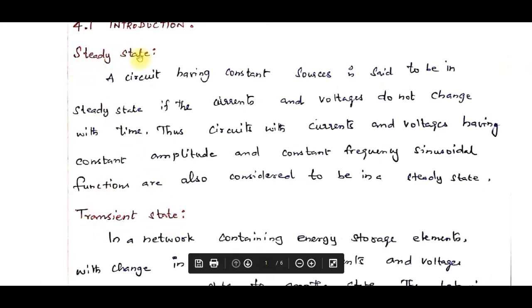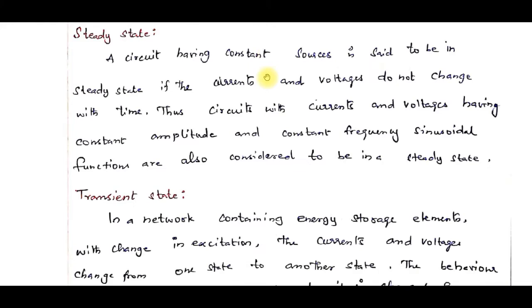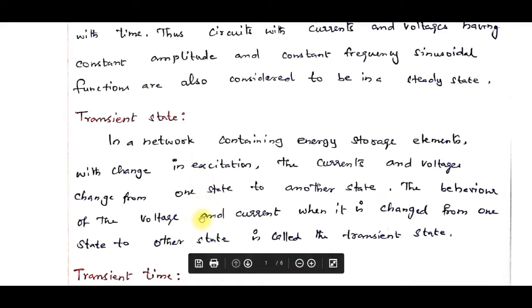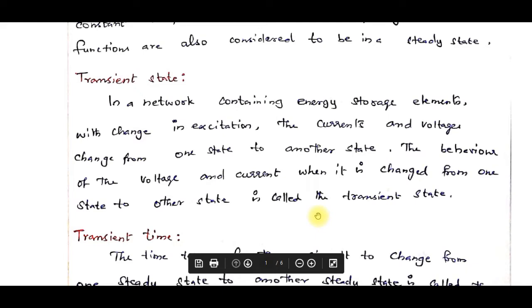So in steady state, the current, voltage and frequency will be constant. In transient state, it will vary, depending on the excitation. So the behavior will change from one state to another. For example, if the state is changing from on state to off state or off state to on state, the transient will happen. So this is called transient analysis.